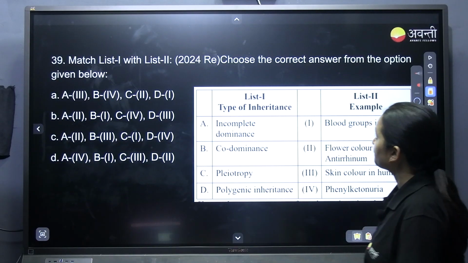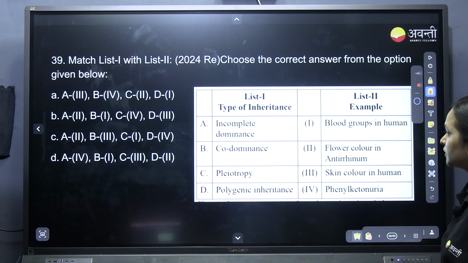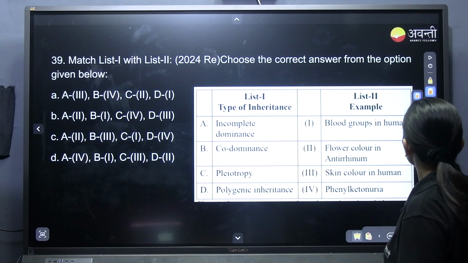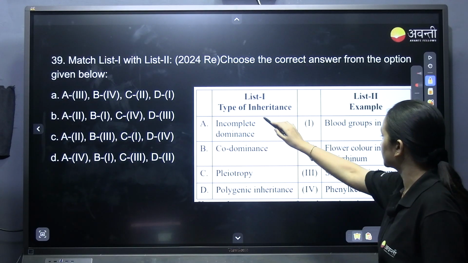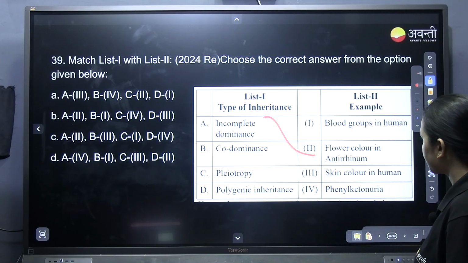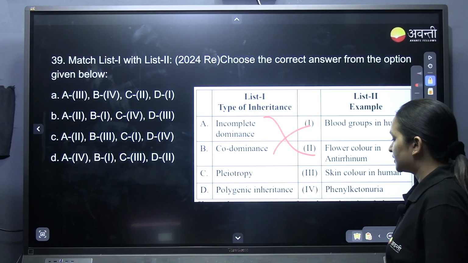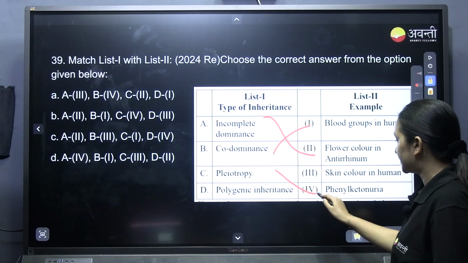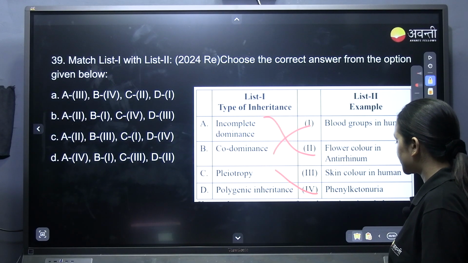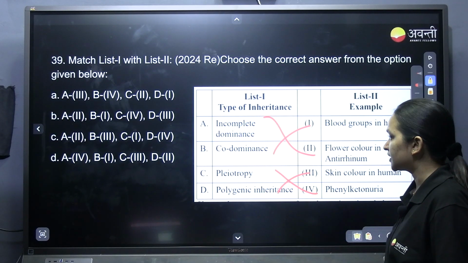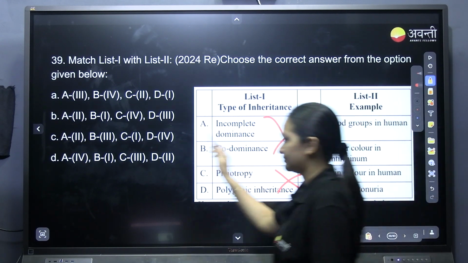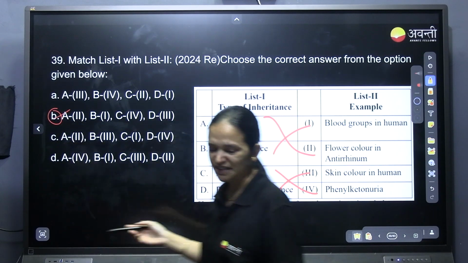Match list 1 and 2. Incomplete dominance, flower color. Codominance, blood group. Pleiotropy, phenylketonuria. Polygenetic inheritance, skin color. So A2, B1, we got B for Bombay as the correct answer. Easy.